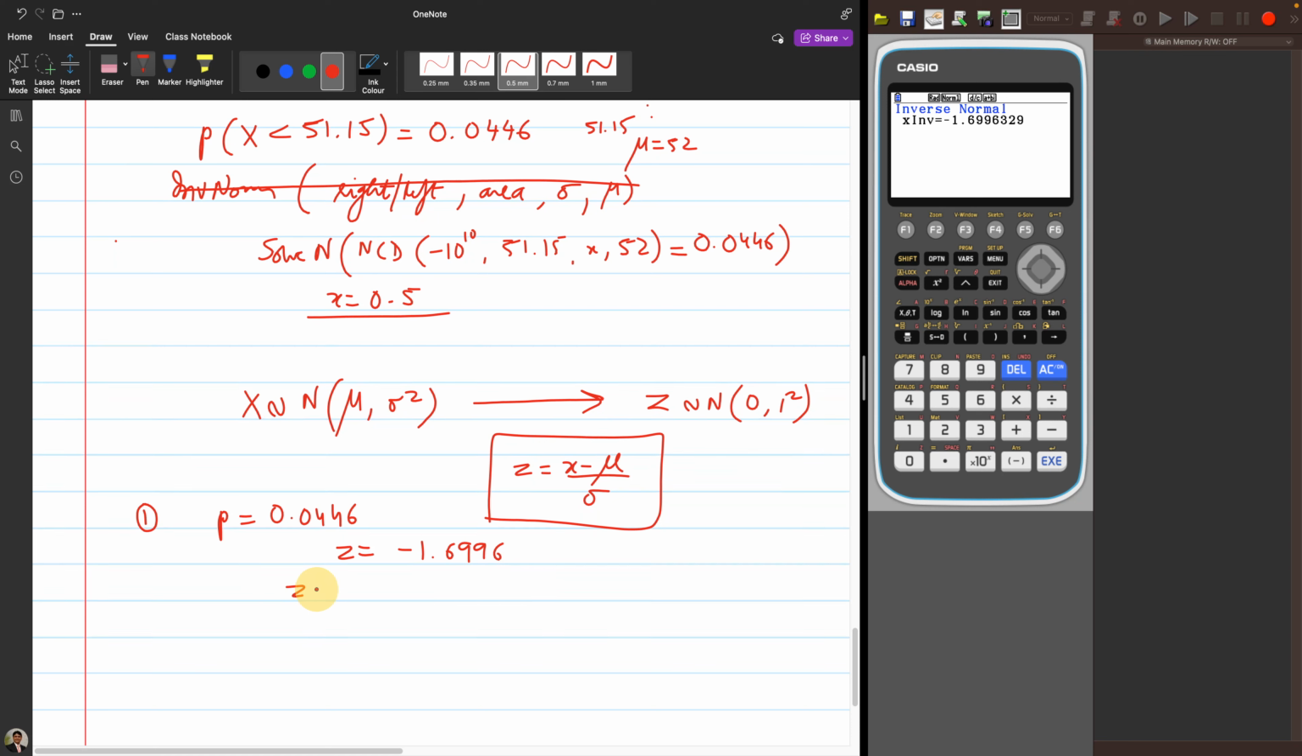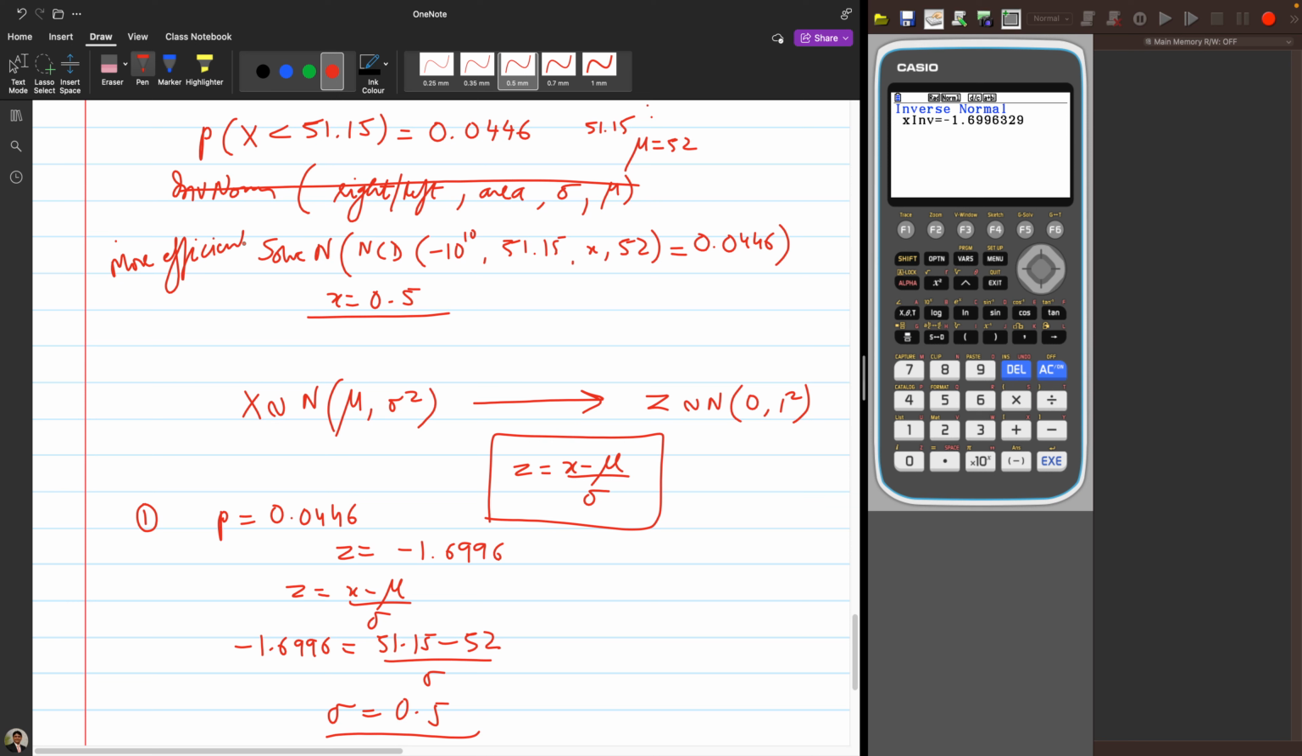Then I use my formula z is equal to x minus mu upon sigma. My z value corresponds to the x value of 51.15, correct? What is this? 52, no? So check if you work this out this way, what's your standard deviation? See? 0.5? Yeah. So obviously, the calculator method is more efficient.